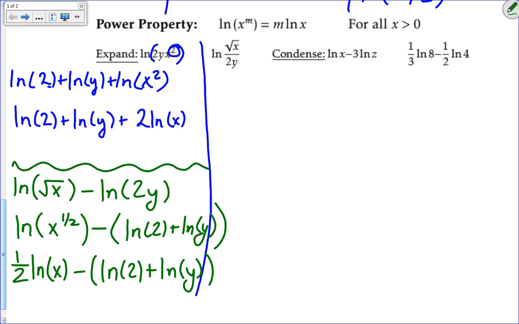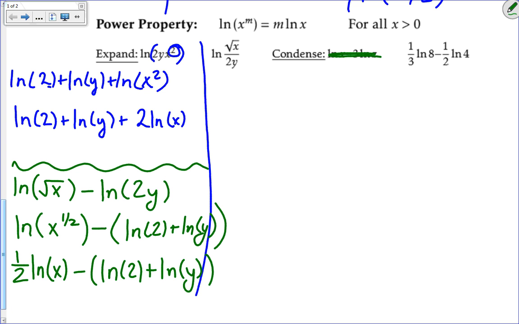So we're not going to worry about this one right here. Let's do this 1/3 ln of 8 minus 1/2 ln of 4. We'll do that one, and then don't worry about that other one. Okay? So what's going on here? We want to get this down to one single natural log. What are the two things that are happening? Someone tell me. What two things?